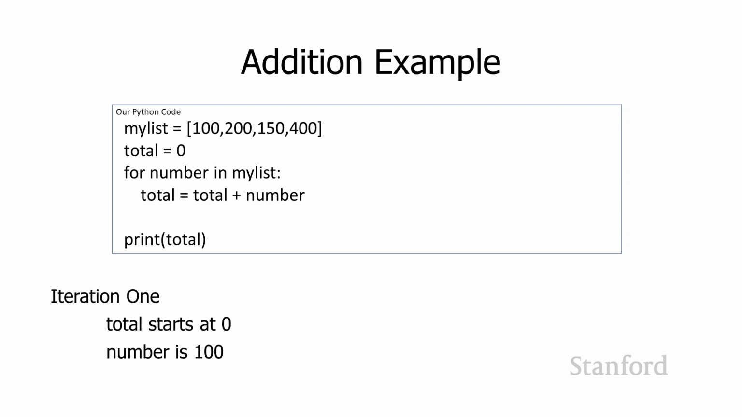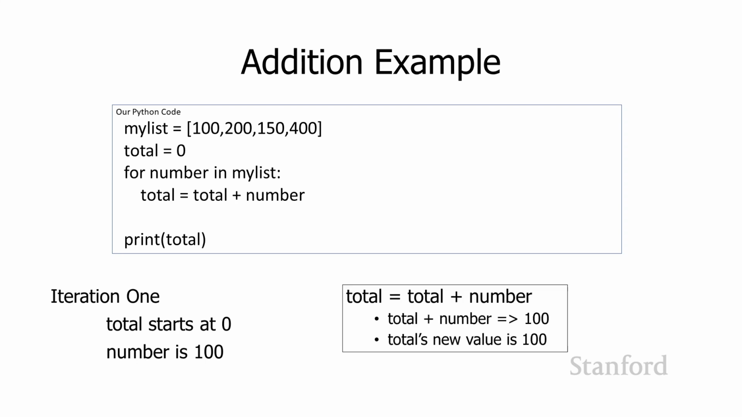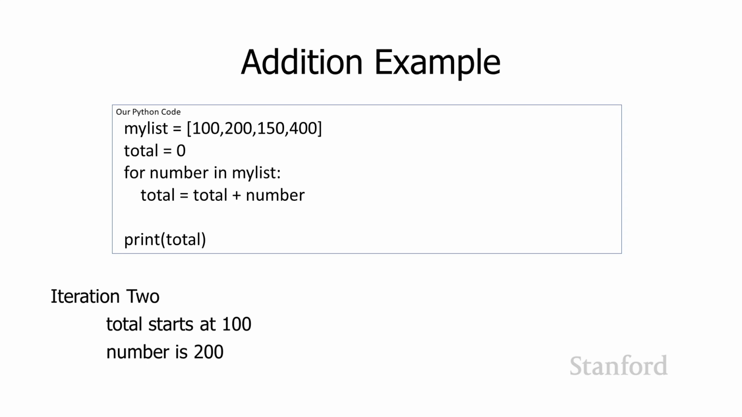So in iteration 1, the total is initially 0 because I set total equal to 0 before I started my for loop. And so total starts off at 0, and we start off number as the first number on the list, which is 100. So total equals total plus number. That takes the current value of total, which is 0. It takes the current value of number, which is 100. So total plus number is 100. And so after I execute this whole statement, total's new value will be 100.